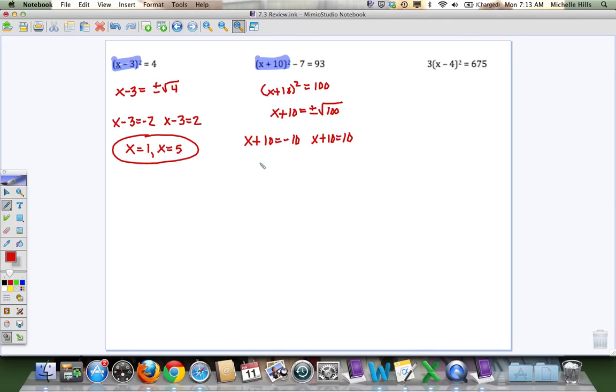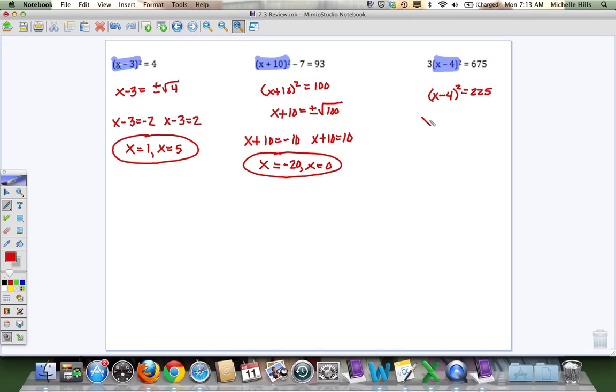When I subtract 10 from both sides, this becomes x equals negative 20, and subtracting 10 from both sides here, x equals 0. Again, most of the time when you see a square, you're expecting two different solutions. And the last one, again, I want to get the thing that's being squared by itself. So I need to eliminate this 3. Since it's multiplied, I need to divide both sides by 3. So x minus 4 quantity squared would equal 225 when I divide both sides by 3.